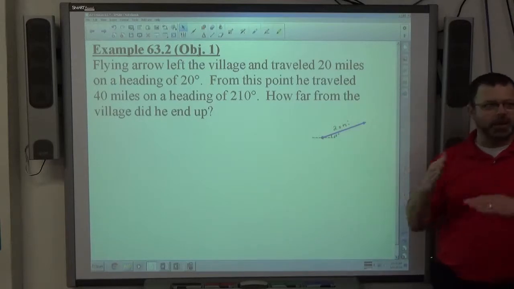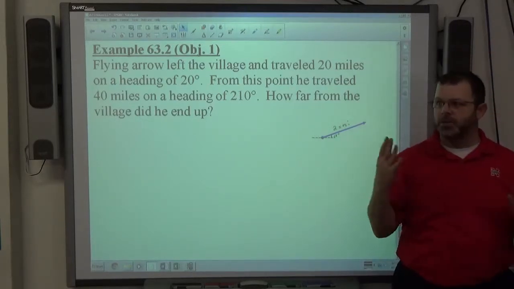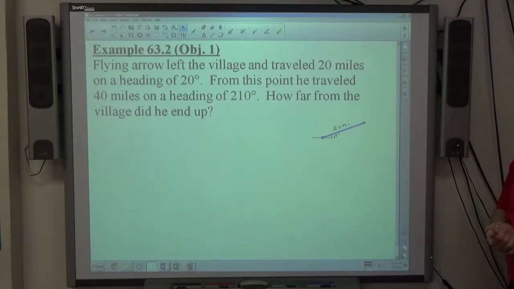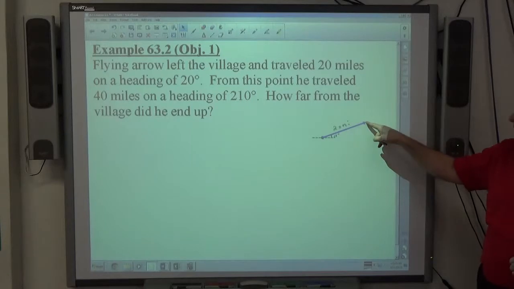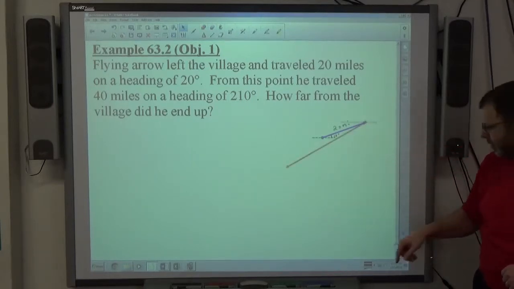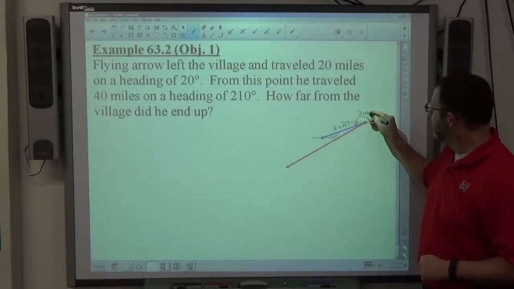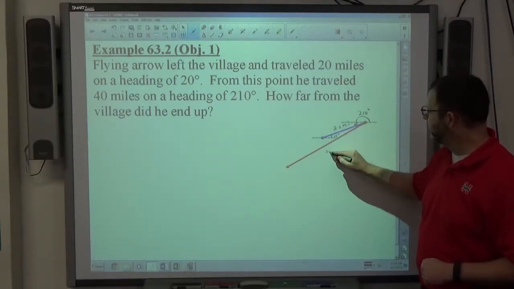20-degree angle, 20 miles. Again, measuring from 0 degrees counterclockwise when we're dealing with heading here. All right, so 20 miles, a heading of 20 degrees. From this point, which means he's here now, he travels 40 miles on a heading of 210 degrees. So notice 210 degrees, and he goes 40 miles.